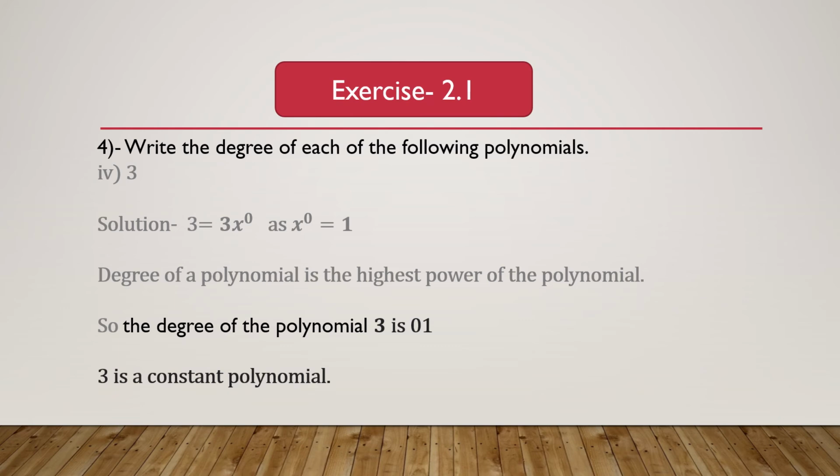3 is a constant polynomial as there is only one single term and it is a numerical constant. So 3 is a constant polynomial, and the degree of this polynomial 3 is 0.